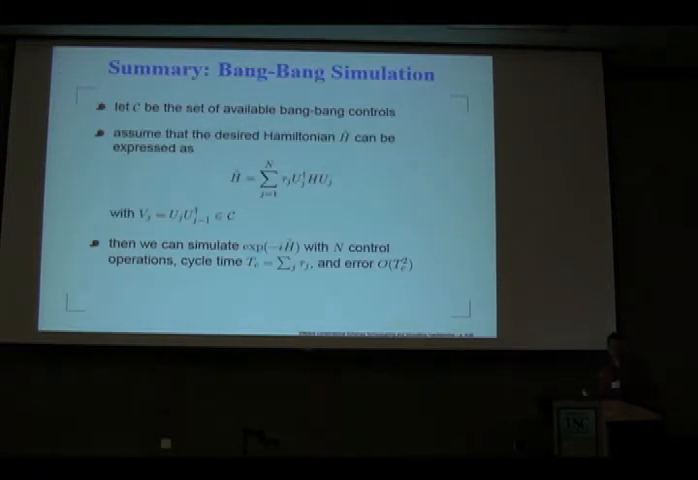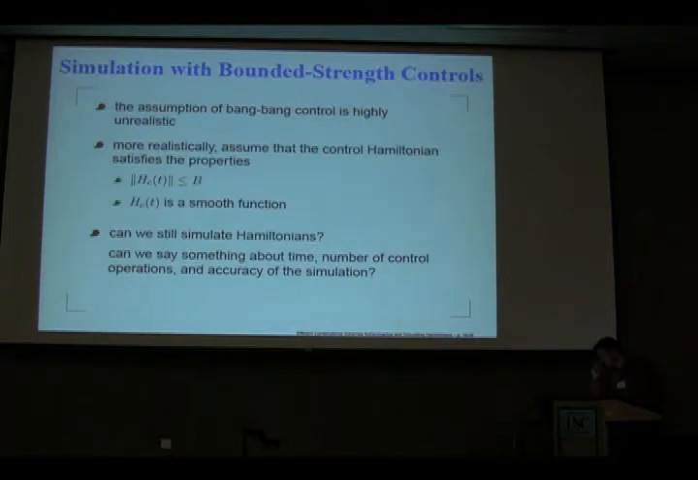Okay, and let me just say that a lot of people have worked on this in quantum information theory. Some of the people here are in the audience: Debbie Leung, Lorenza, Martin Rötteler, and Michael Bremner. For example, in my PhD thesis, I was interested in this: given a Hamiltonian H and H tilde, can we find lower bounds on this cycle time and also on the number of control operations? But let's talk about simulation with bounded strength controls.